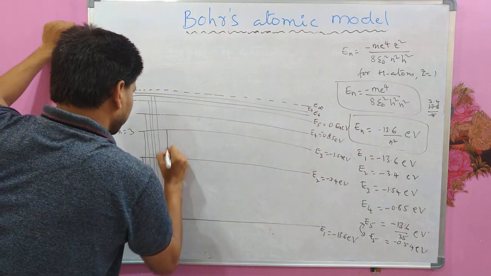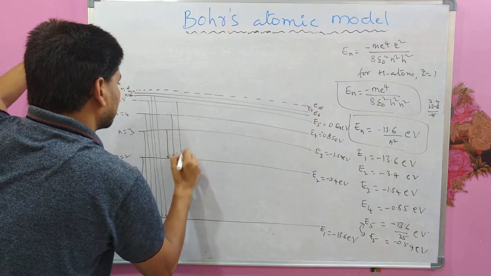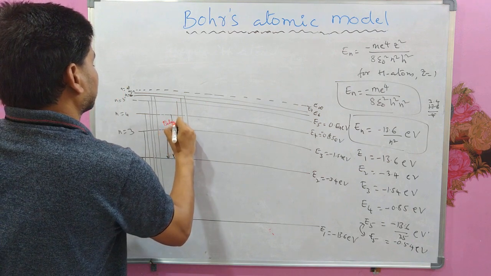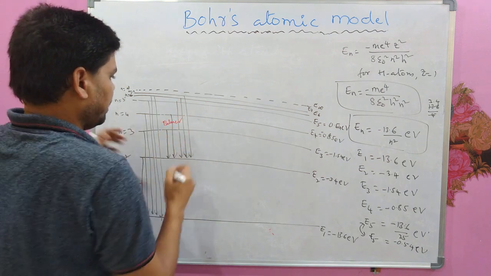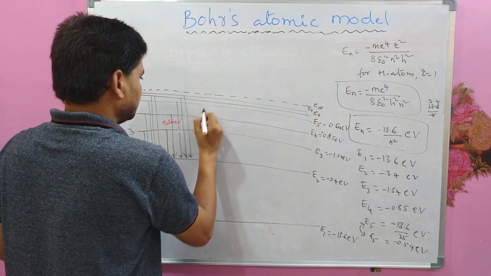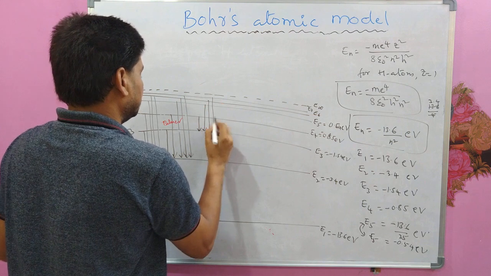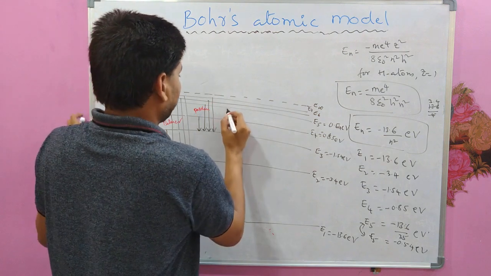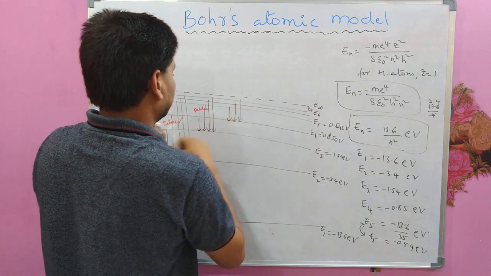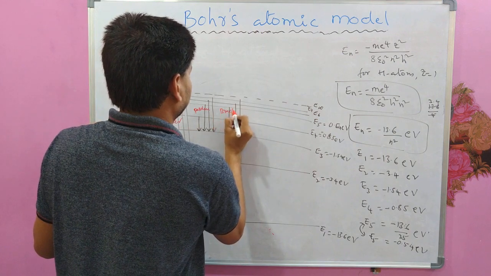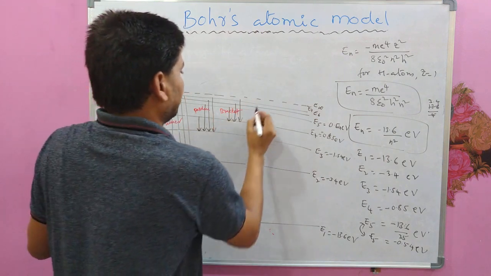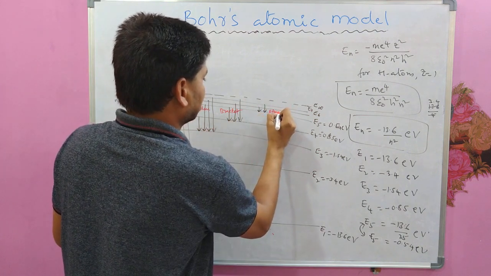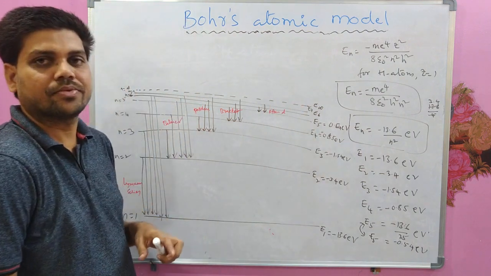And Balmer series will be this, electron transition to the second energy level. This is Balmer. And this is Paschen. And this is Brackett. And Pfund will be to the fifth orbit. This is Pfund. This is how we represent it.